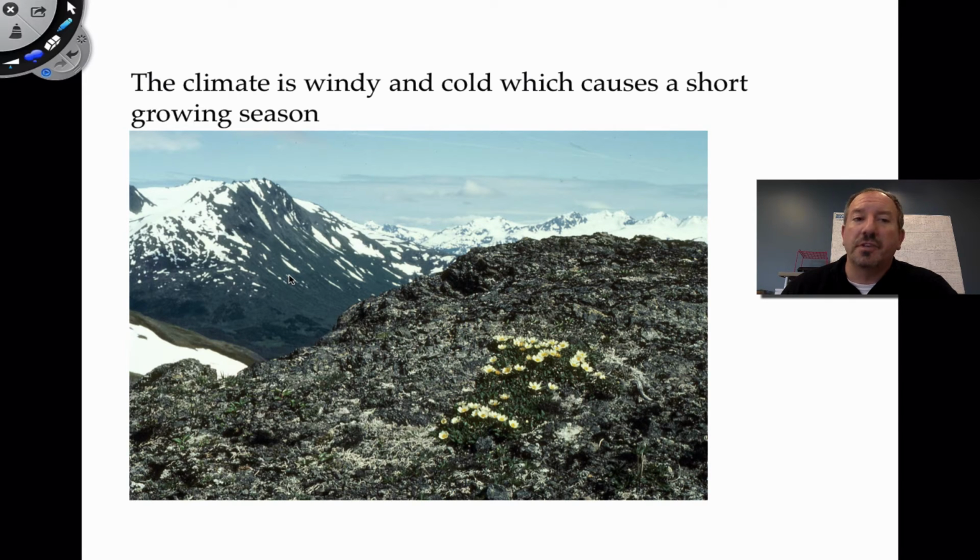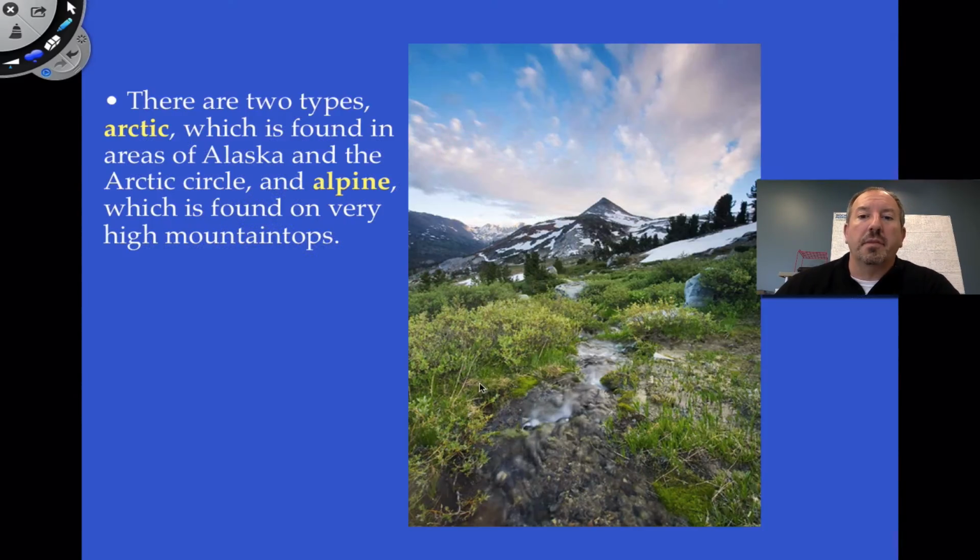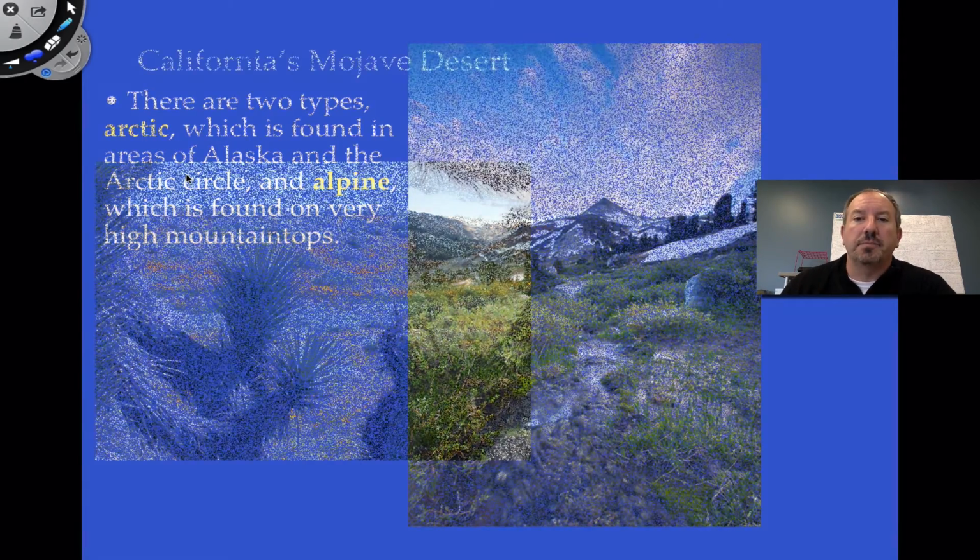And so you get this short growing season. Trees just aren't going to make it in the tundra, and that's fine. You get these low growing shrubs in the tundra. And again, we even have some alpine tundra here in California, found at the very high mountain tops. But places like Alaska and the Scandinavian countries, for example Norway, have Arctic tundra.